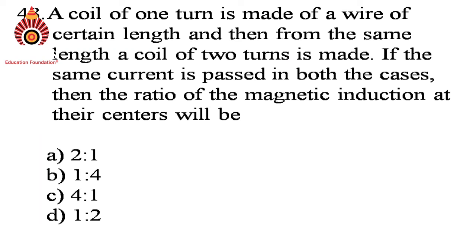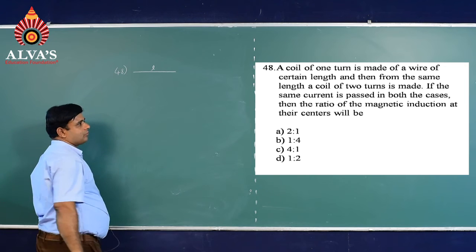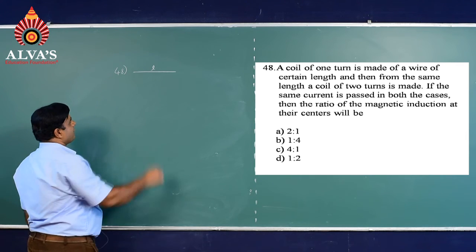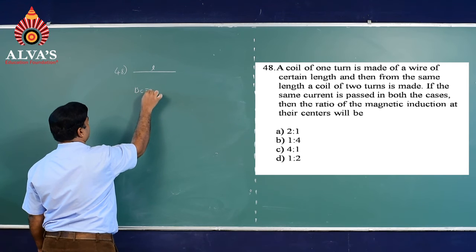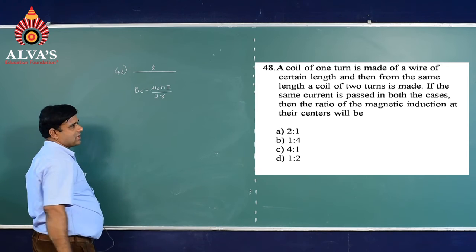A coil of 1 turn is made of a wire of certain length, and then from the same length, a coil of 2 turns is made. If the same current is passed in both the cases, then the ratio of the magnetic induction at their centers will be? There is a wire of length L. In the first case, it is converted into a coil of 1 turn, in the second case into a coil of 2 turns. Field at the center of the coil is given by μ0 n I divided by 2R.